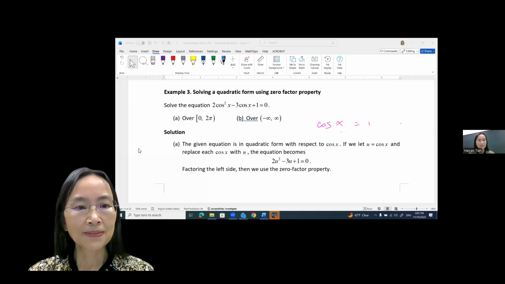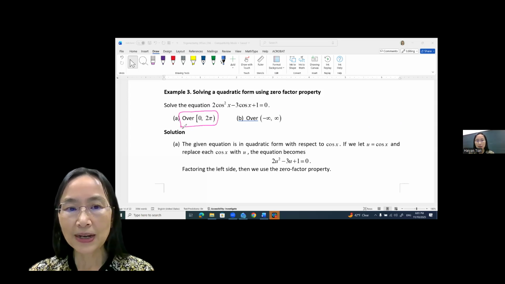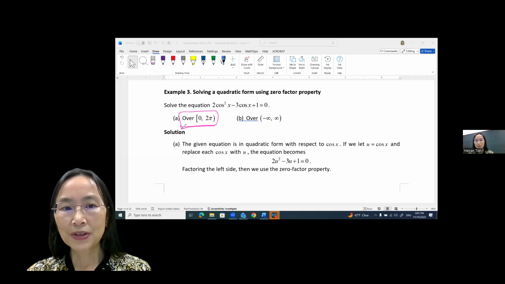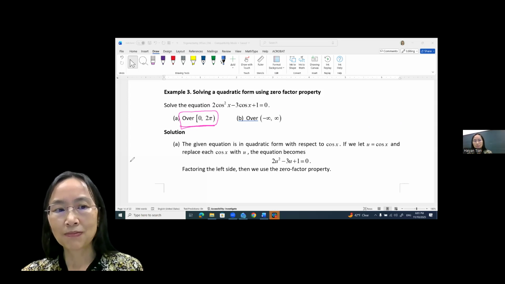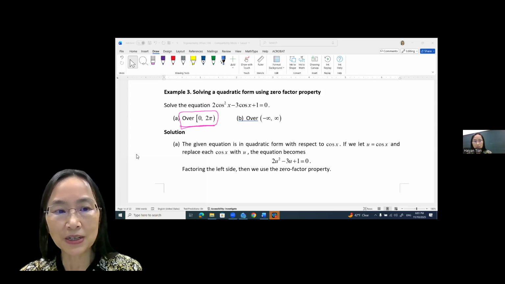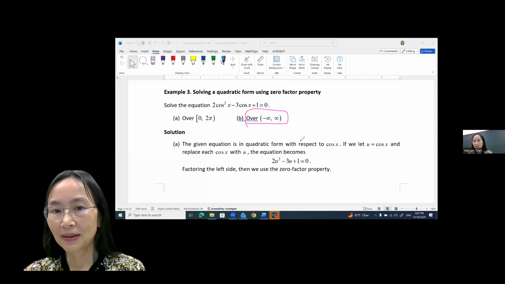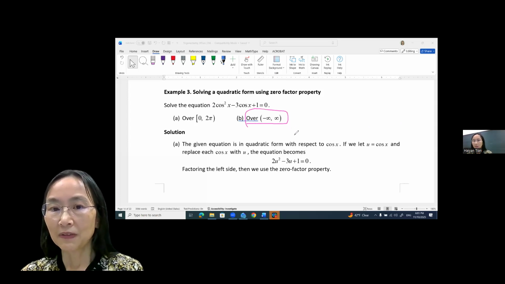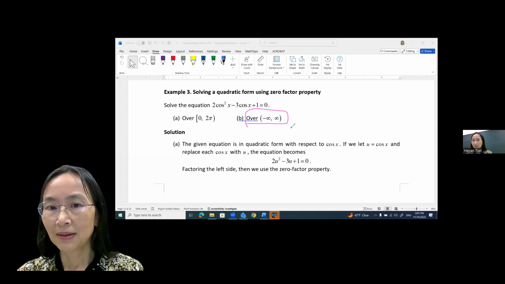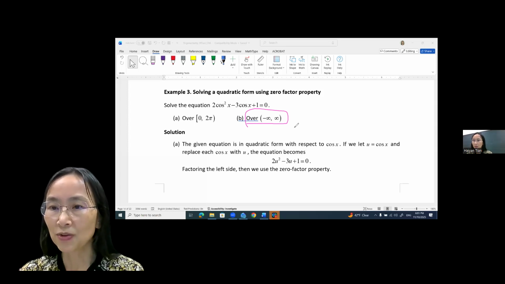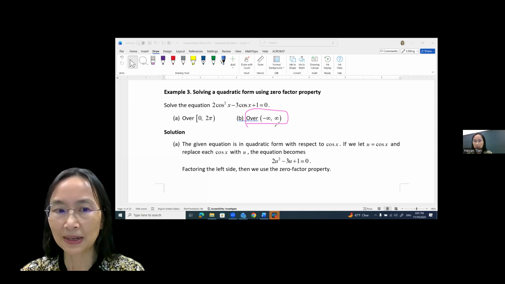So 2 steps. And also, it depends on the interval where you try to find x. If it's over a smaller interval, then maybe you have a finite number of solutions. Over the interval from negative infinity to positive infinity, due to the periodic nature of cosine x, you can find infinitely many solutions.